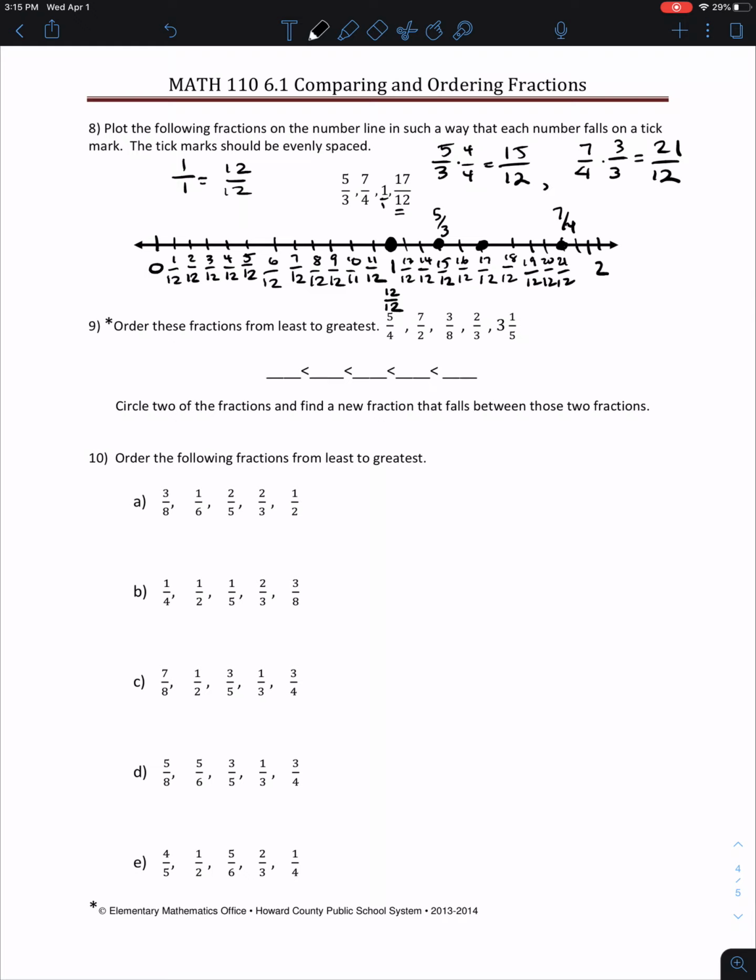But if you do have questions about any of these, definitely ask. I'll be around the computer all day tomorrow. So hopefully you do well on this, and that's the end of 6.1.